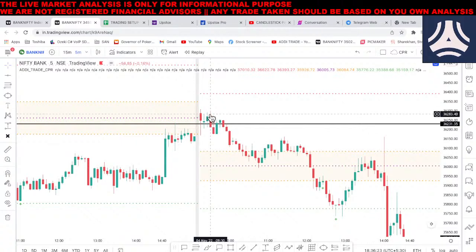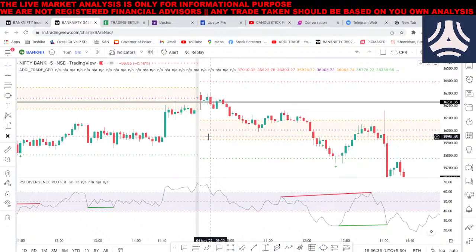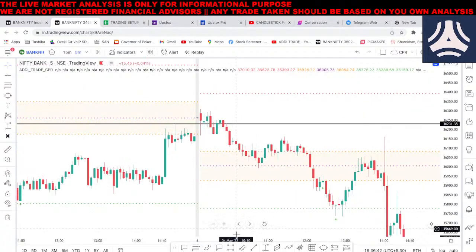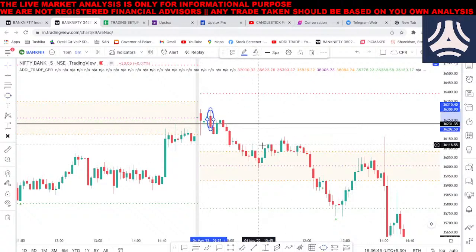Here we got one nice red candle, right? Here we got one nice red candle. After 15 minutes, the fourth candle, we got a big red candle. Let me mark that. Okay, so after this red candle comes, now what is the price over here?